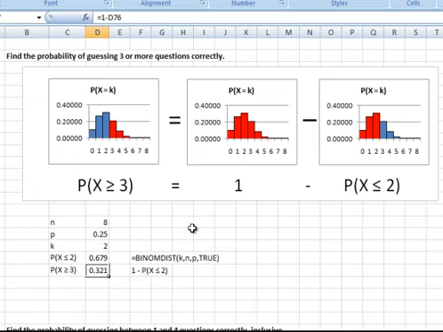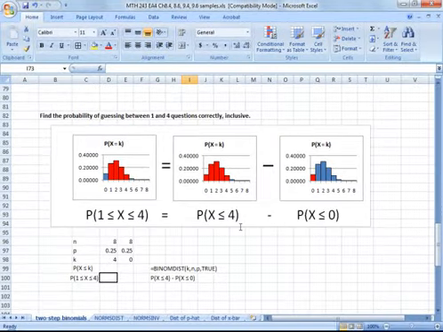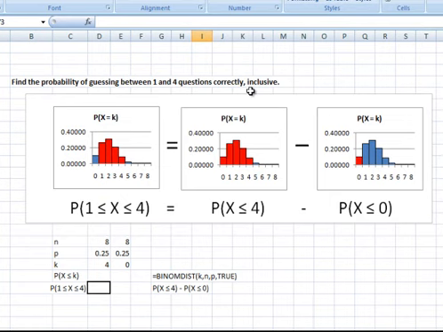So here I've got this probability. Let's take a look at another example. Let's find the probability of guessing between 1 and 4 questions correctly inclusive. That means including getting 1 or 4 right. And here this graph is showing exactly what I'm trying to find: the probability of getting 1, 2, 3, or 4 questions correct.